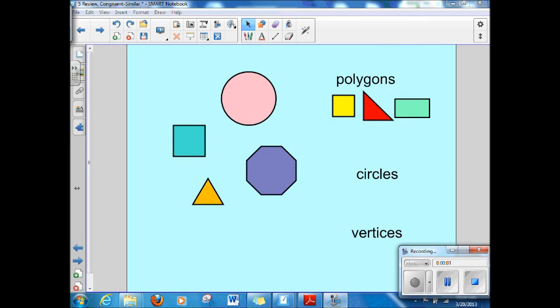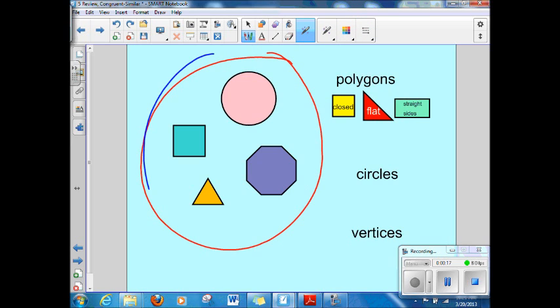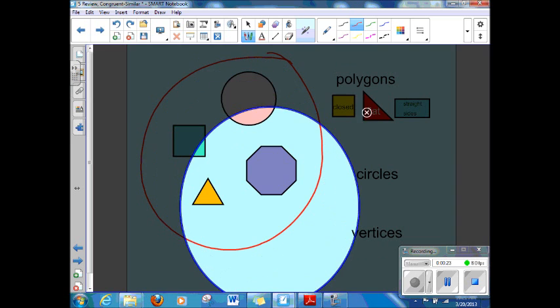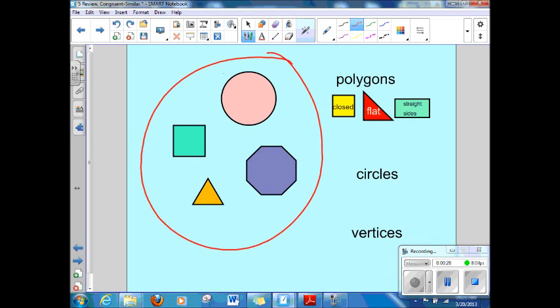With polygons, you remember that they have to be closed figures, they are flat, and they have straight sides. If you take a look at the figures that we have here, we have some that are closed, some that are flat, some that have straight sides, and some that do not. There's one here that is not a polygon. This one right here is not a polygon, of course, because it is a circle.